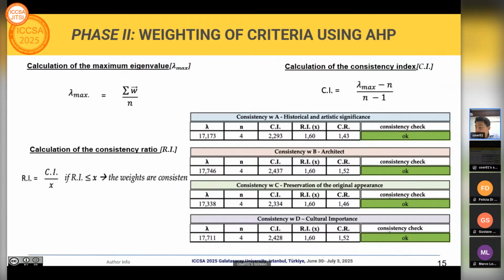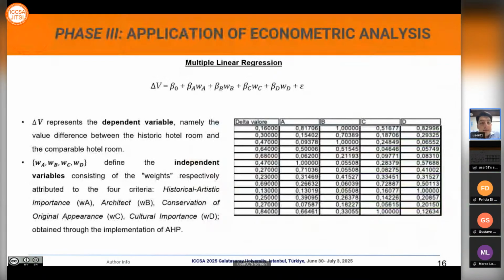In the third and last phase, we have the application of econometric analysis. And so we adopted a multiple linear regression model. Here, delta V represents the dependent variable, that is the difference in value between the historic hotel room and the comparable hotel room. And the W, A, B, C, and D define the independent variables consisting of the weights respectively attributed to the 4 criteria: historical and artistic importance, architect, conservation of the original appearance, and cultural importance, obtained with the AHP.